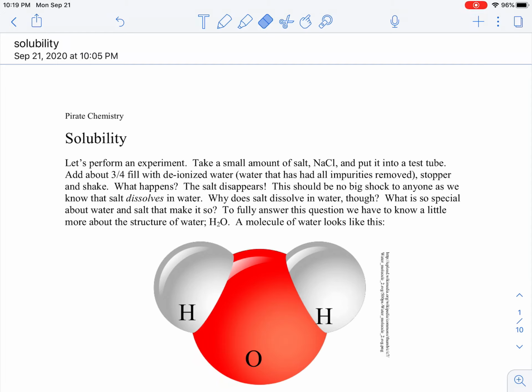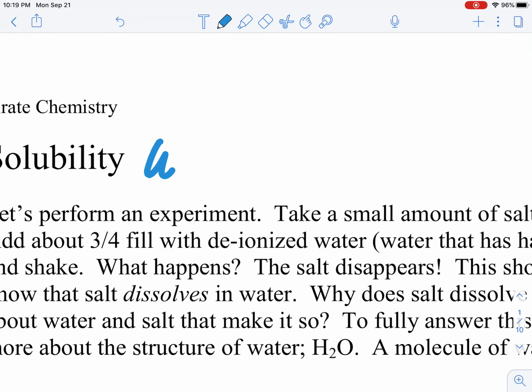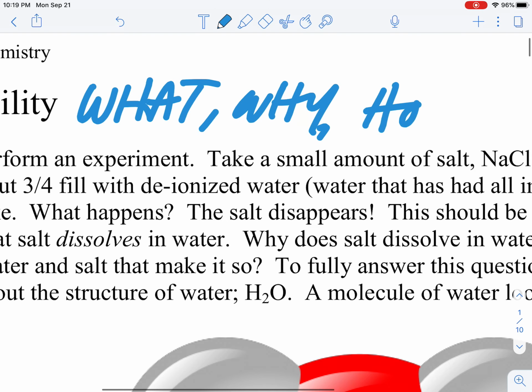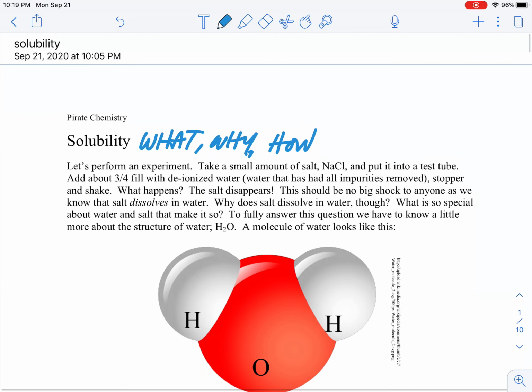All right, Palatine chemistry. Let's talk about solubility. We're going to talk about a couple main aspects of it. We are going to talk about the what, the why, and the how. Okay, what is it? Why does it happen? And not only how does it happen, but how can we predict if it's going to happen or not?